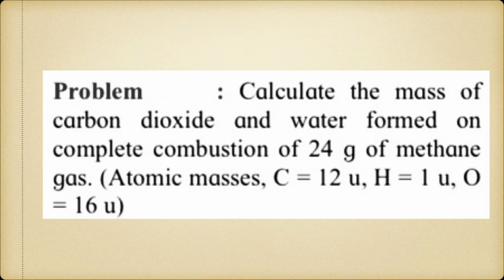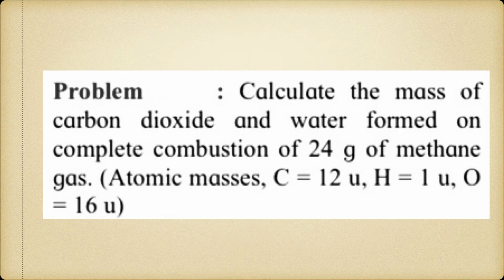Calculate the mass of carbon dioxide and water formed on complete combustion of 24 gram of methane gas. In bracket, the atomic masses of carbon, hydrogen and oxygen are given. That is, for carbon it is 12 u, for hydrogen it is 1 u, and for oxygen it is 16 u. Okay, now over here, what will be the reaction? That is the first thing that you have to understand.